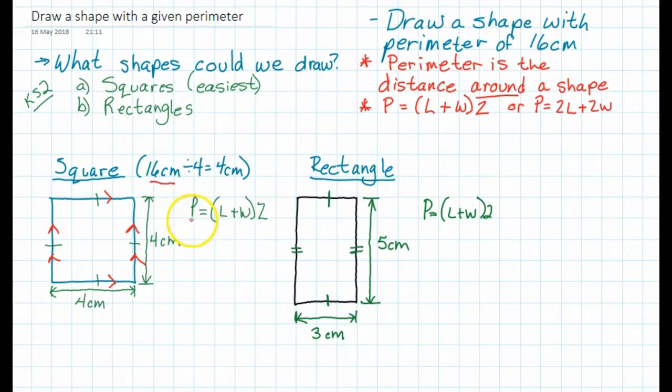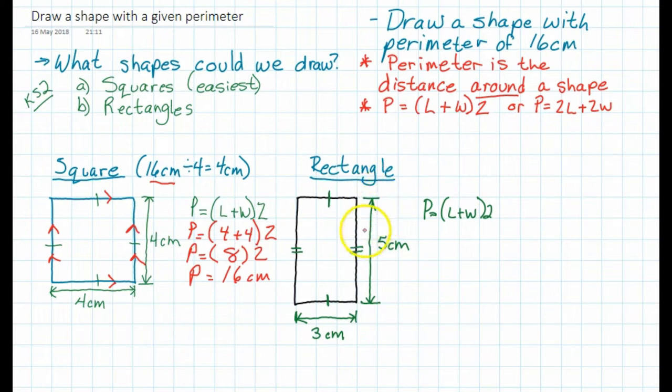So, to work it out mathematically, we can just go like this. P equals (length, 4, plus the width, which is also going to be 4), multiplied by 2. We add this together, 8, multiplied by 2. We can get rid of the brackets now, and it's just 8 times 2 is 16. All right, and that's how you do that one.